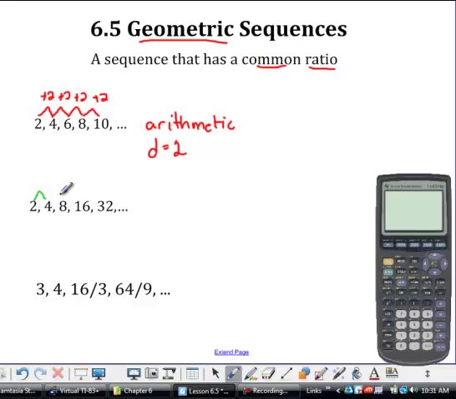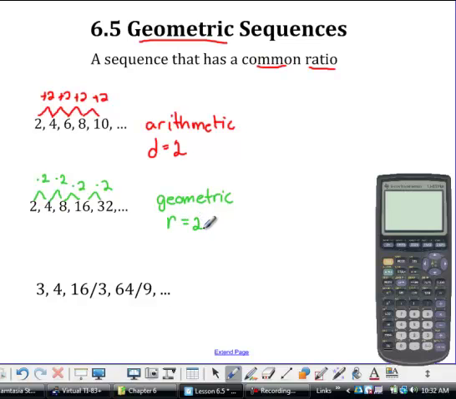What's another way 2 can get to 4? Well, I can multiply by 2. Does that work for every term after? Yep. If I take each term and multiply it by 2, I get the next term. So this is an example of geometric, because geometric means to multiply. And instead of the letter D, we use the letter R, and that means it is 2. Now, ratio is a fancy word for fraction. And that means I'm multiplying by some fraction.